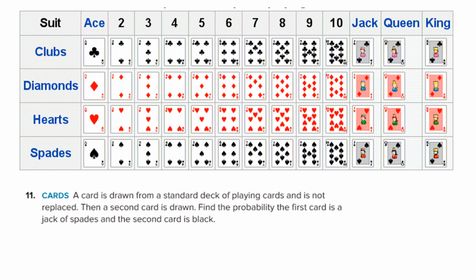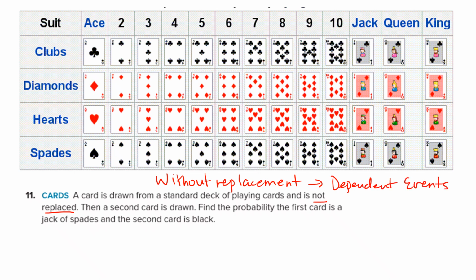Read together. A card is drawn from a standard deck of 52 playing cards and it is not replaced. Because it is not replaced, this is a question on without replacement. So the sample space is going to be affected. Outcomes will reduce. And hence this will fall in the category of dependent events. Let's use the multiplication rule. We need to find the probability that the first card is a jack of spades and the second card is a black. So to understand the correct number of these cards, we need to look at this picture which I have attached.